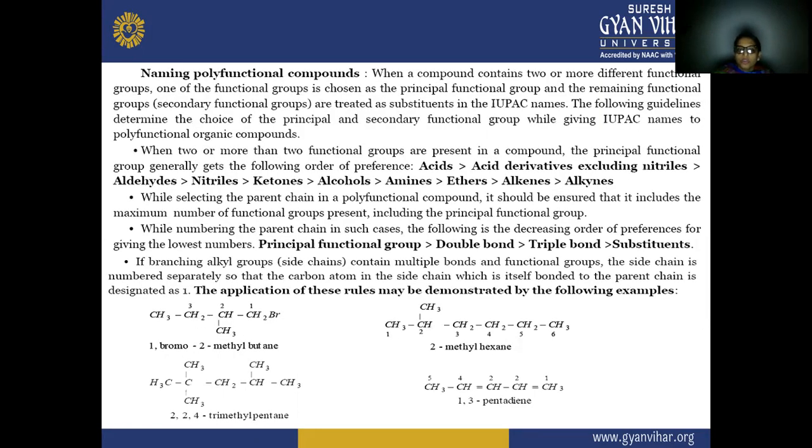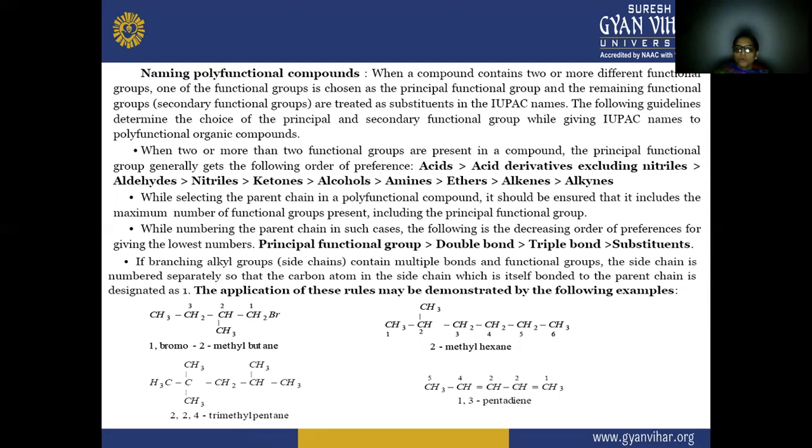So here for the polyfunctional compound, when a compound contains 2 or more different functional groups, one of the functional groups is chosen as the principal functional group, and the remaining functional groups are chosen as the secondary functional groups. So the following guidelines should be followed for choosing the primary and the secondary functional group while writing the IUPAC name of the polyfunctional organic compound.